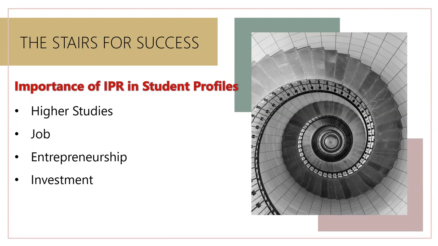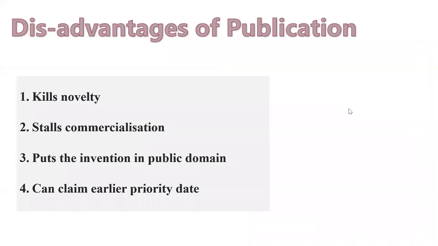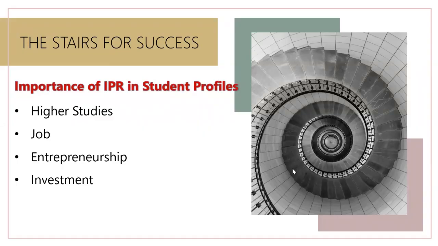So sometimes people compare publication and patent. But suppose I publish and then think I now want to file a patent. It is not possible, because once we publish our research work, it will kill your novelty and prevent commercialization. If it is published, it is already in the public domain.